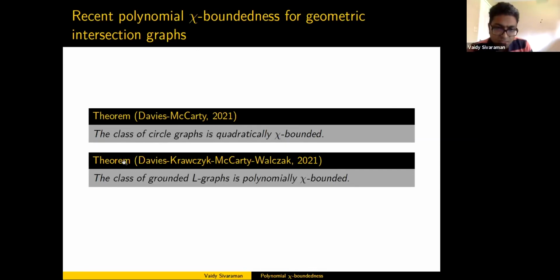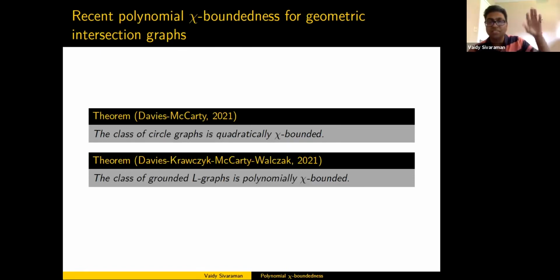And in fact, a very recent paper, not even a month old, I think, they improved the results there to what they call grounded L graphs. They showed it to be polynomially chi-bounded. And this is a paper where people can look for a survey on polynomial chi-boundedness for geometric intersection graphs.